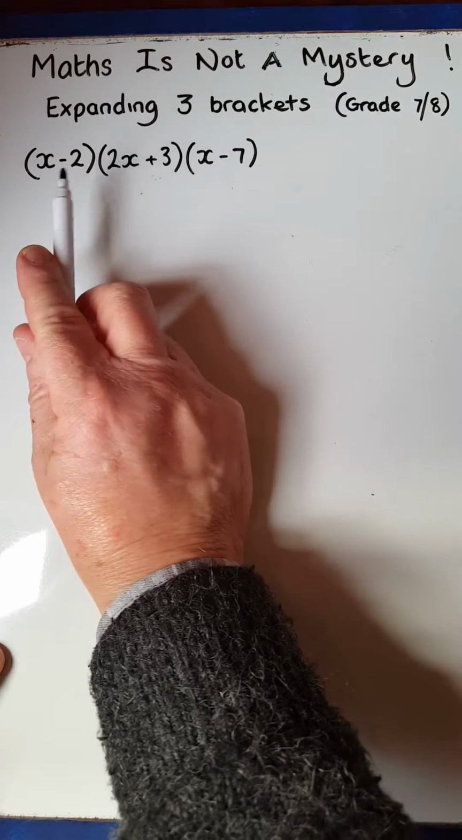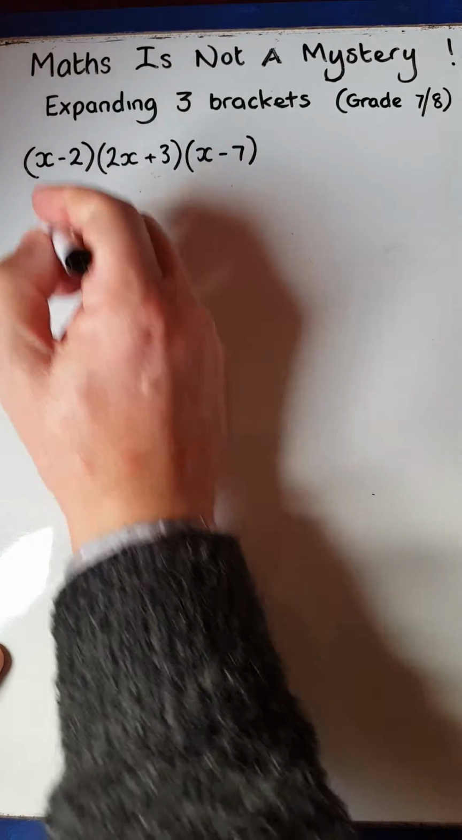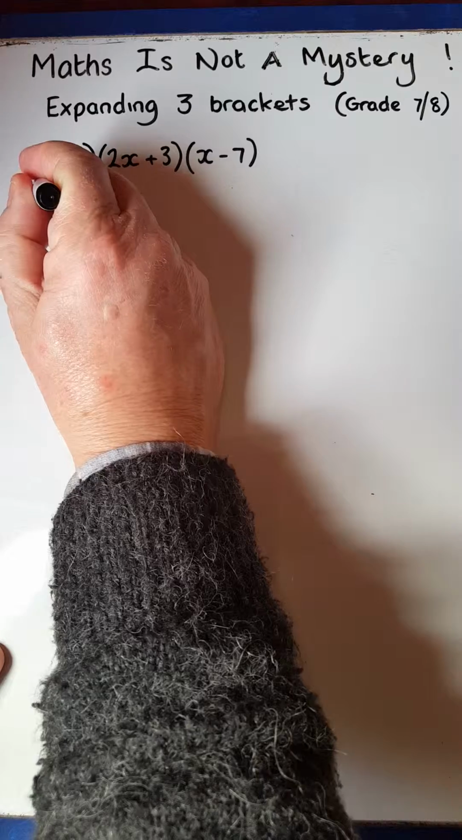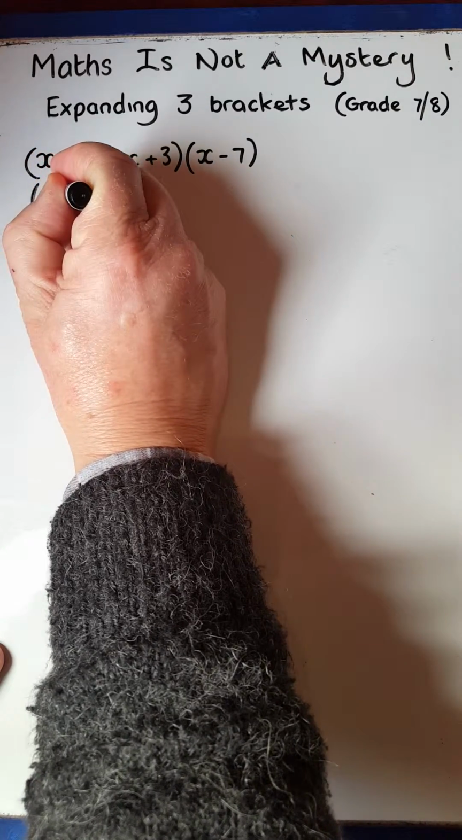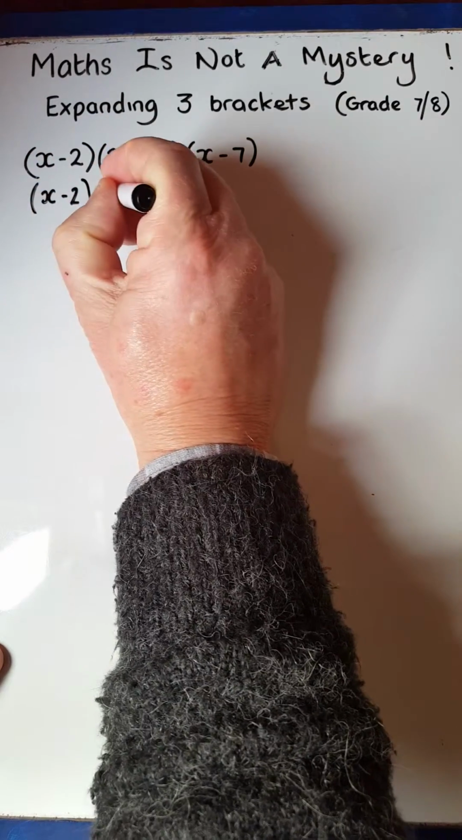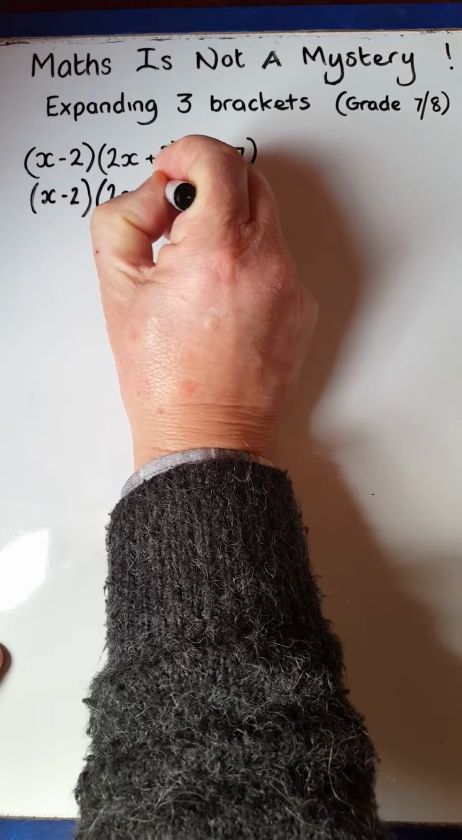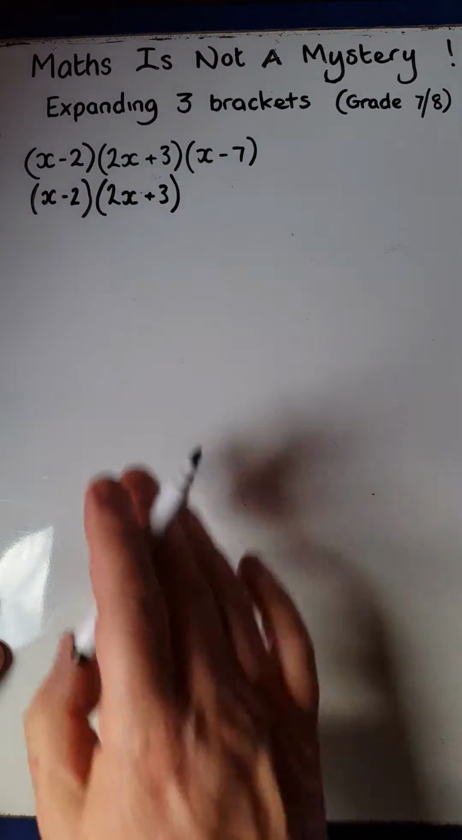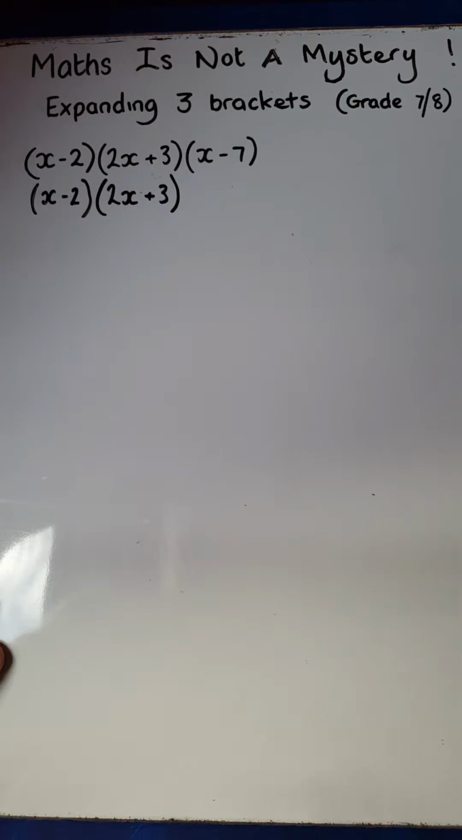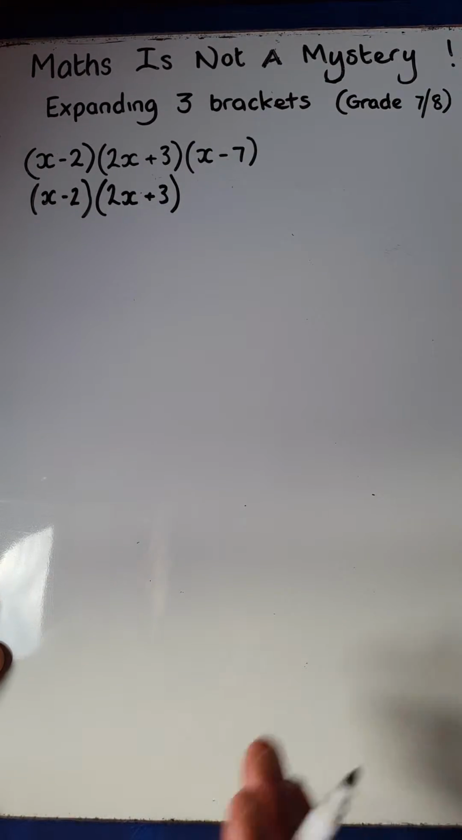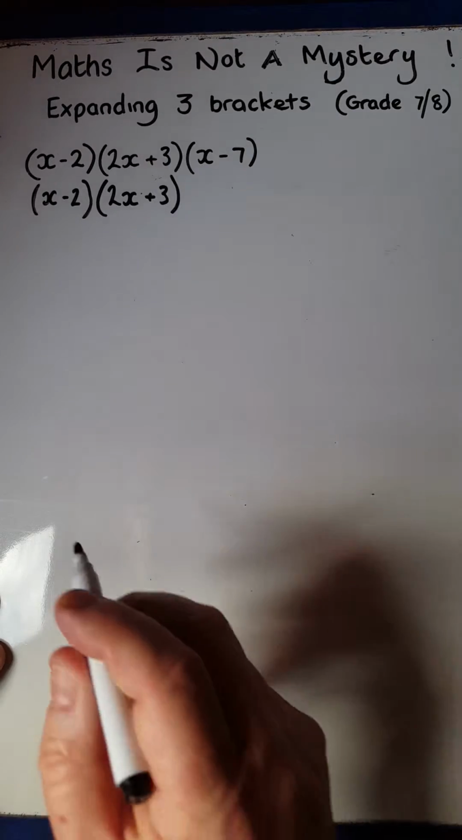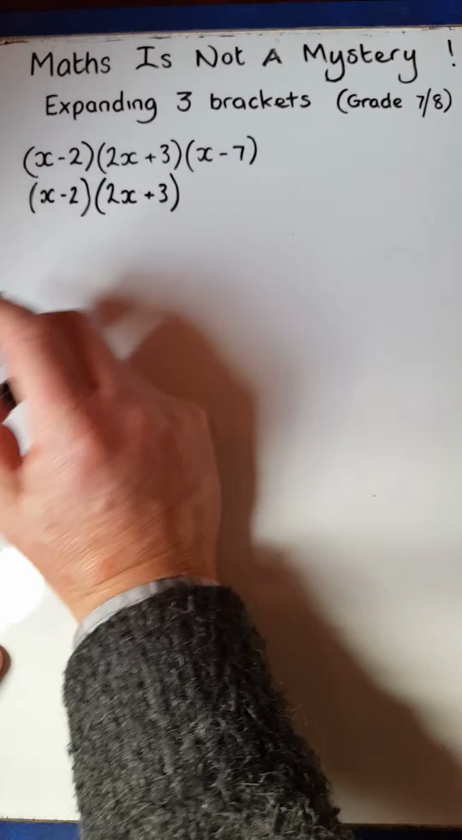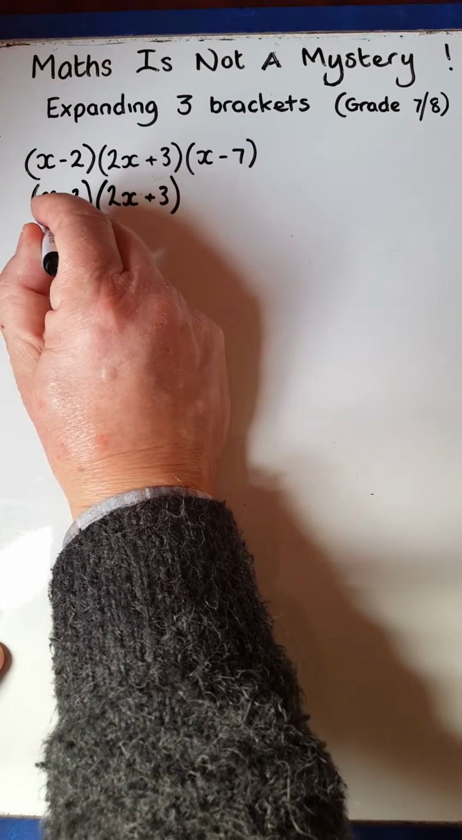Well, what you do is you start off by expanding 2 of the brackets. Now, it really doesn't matter which 2 brackets you expand. I always tend to do the first 2, but it doesn't really make any difference at all. As long as you make it clear when you're writing your answer down in an exam, nobody is going to make a fuss about which way round you did it. However, I'm going to start with the first 2. So do this as normal.